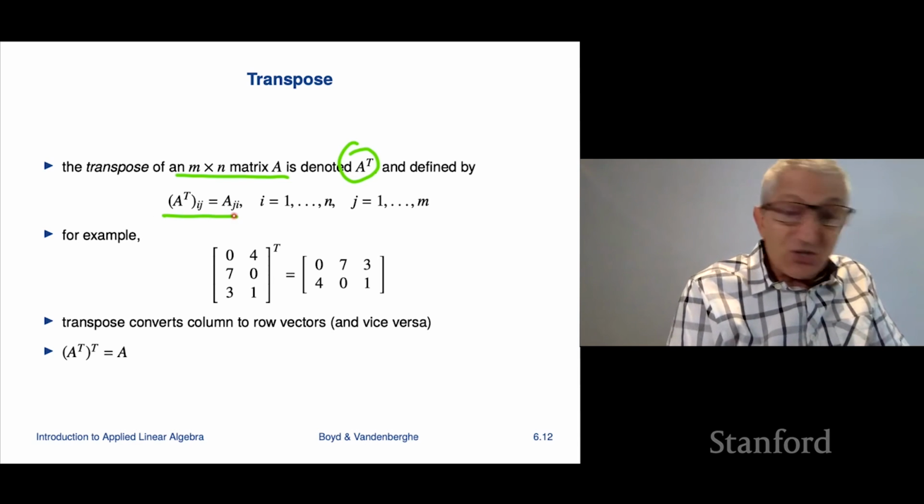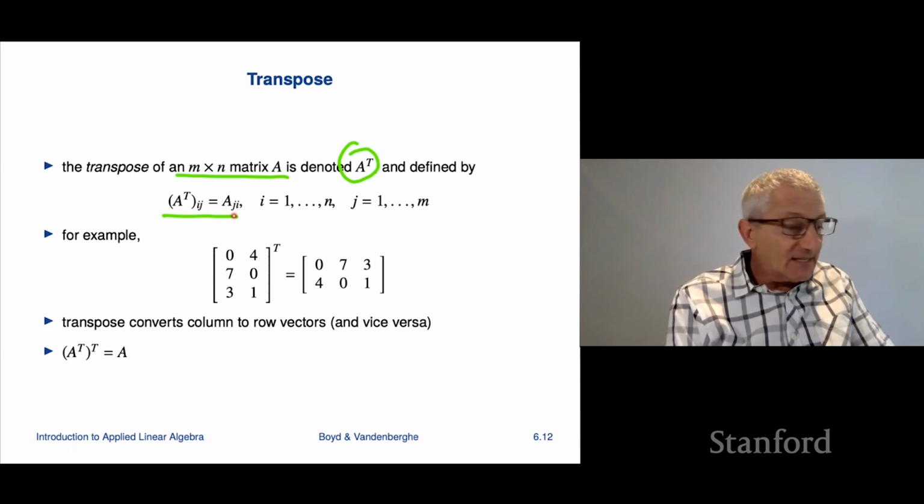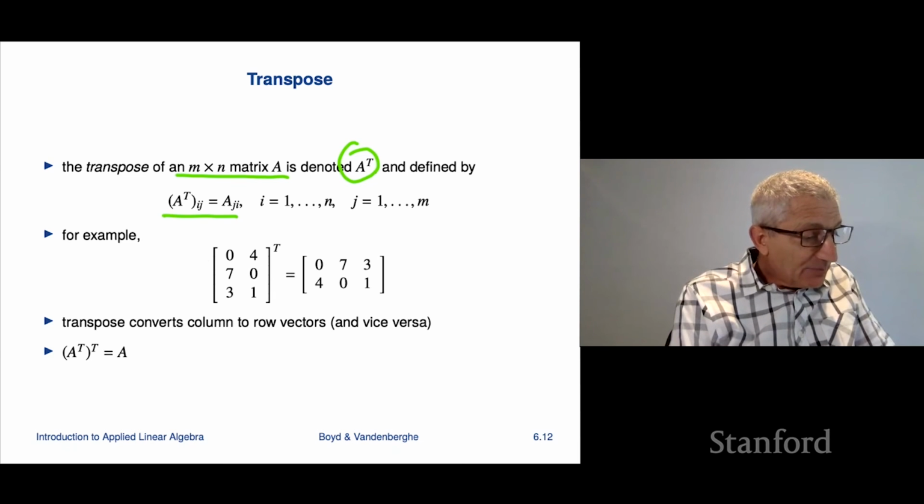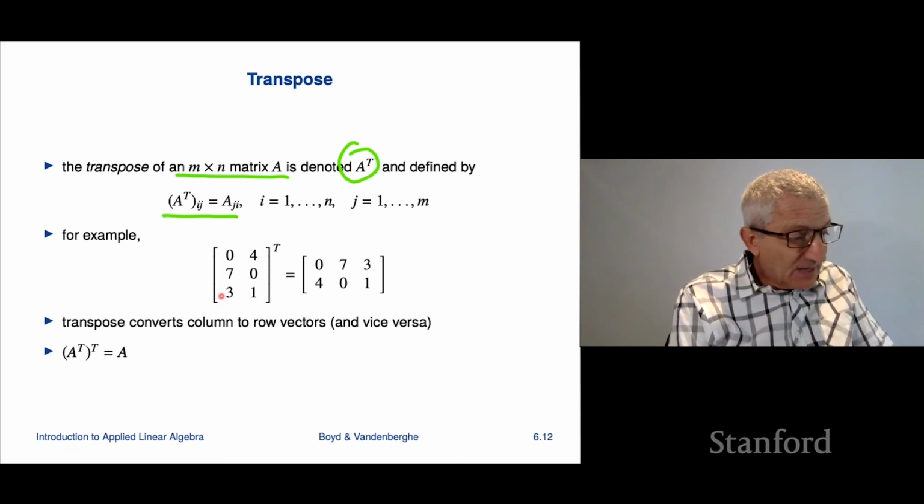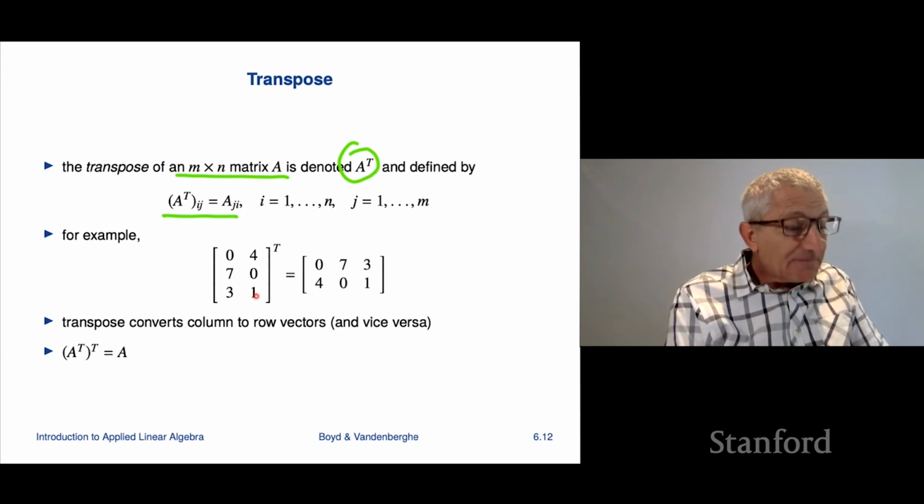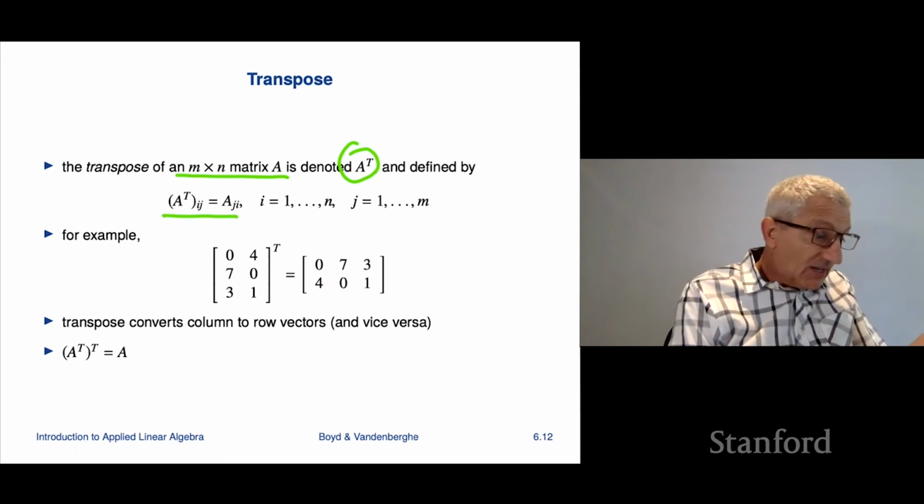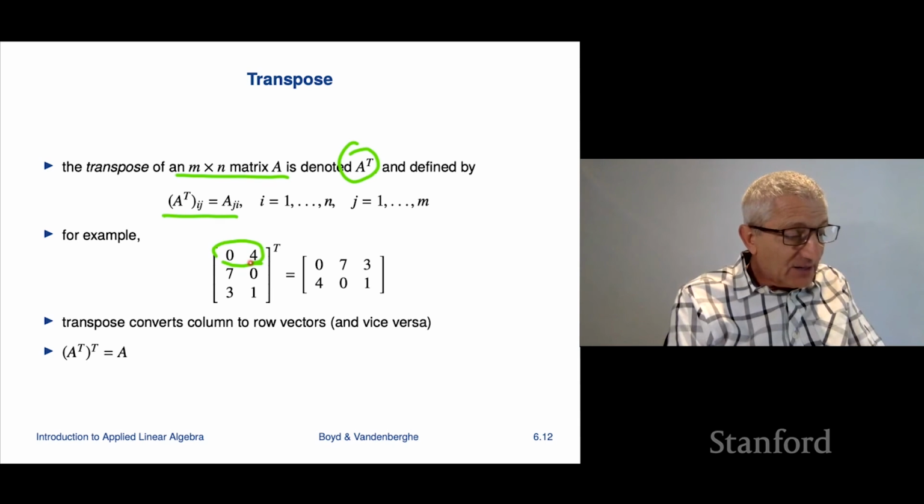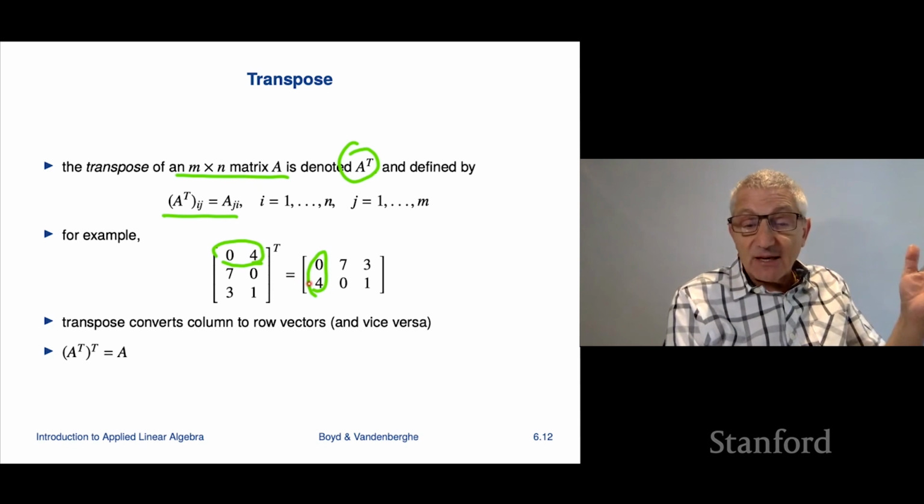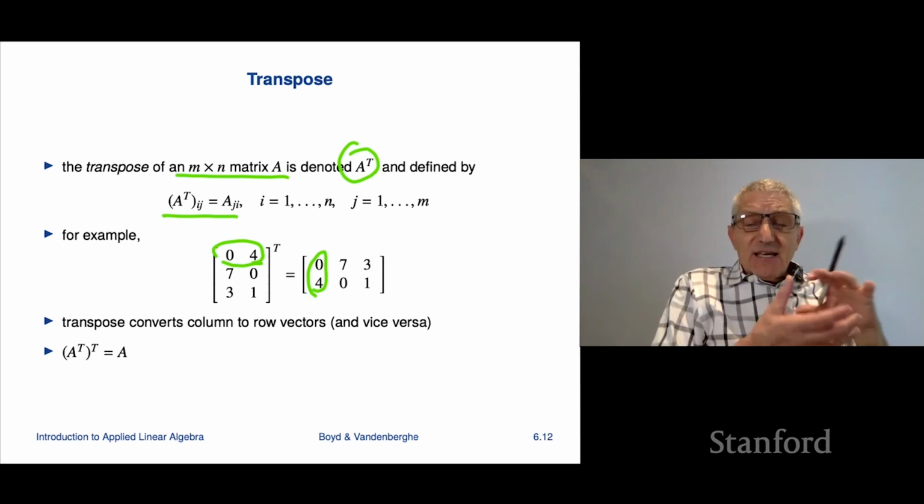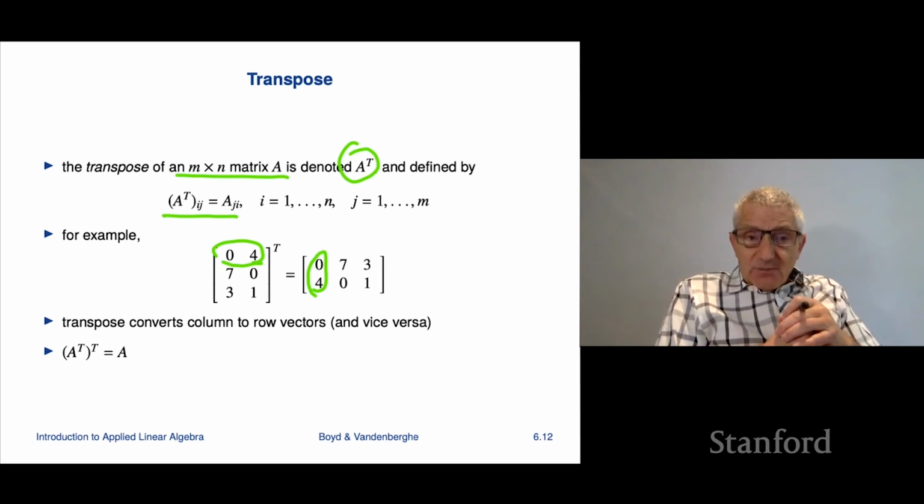The transpose just swaps the rows and columns. That's all. It does nothing else. So here's an example. Here's a matrix. It's 3 by 2. Its entries are 0, 4, 7, 0, 3, 1. If we transpose it, you will see that, for example, the first column here, 0, 7, 3, becomes now the first row, 0, 7, 3. The second column, 4, 0, 1, becomes the second row, 4, 0, 1. Or, if you like, the first row over here becomes the first column, however you like. So all a transpose does is it swaps the rows and the columns.